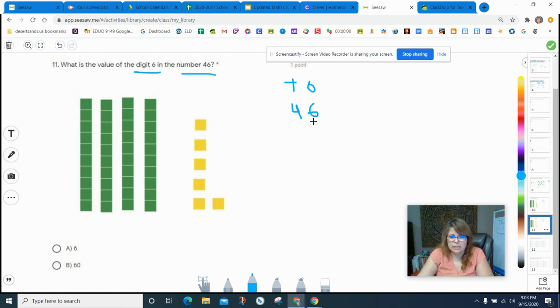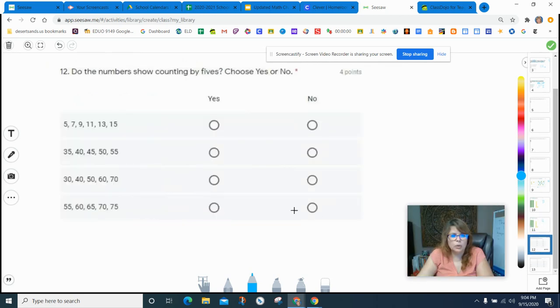So I go to the 6, and it's under the ones. That means I'm going to count by ones. 1, 2, 3, 4, 5, 6. So the value of the 6 is 6. Simple as that. Let's look at the next question, number 12.